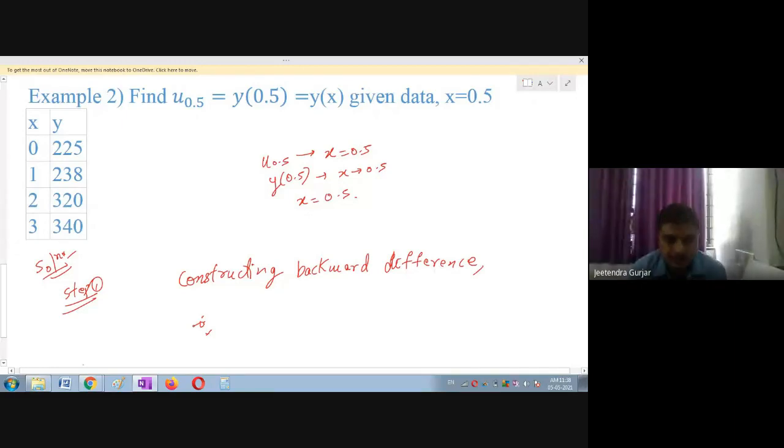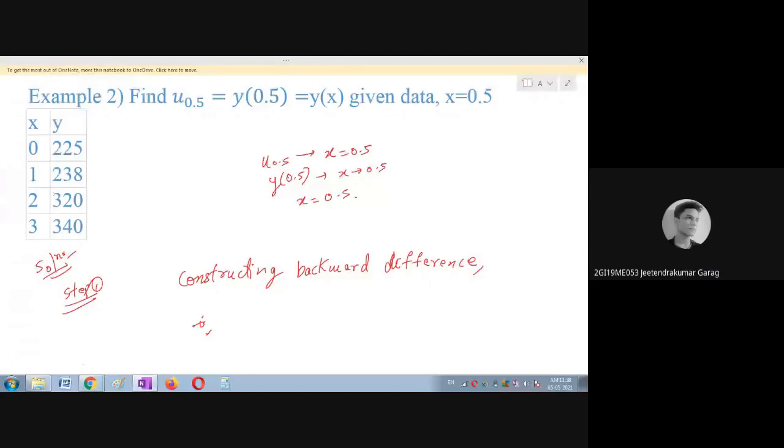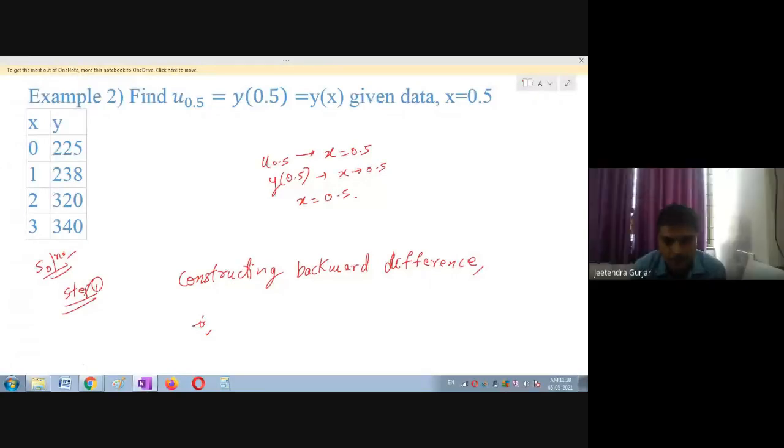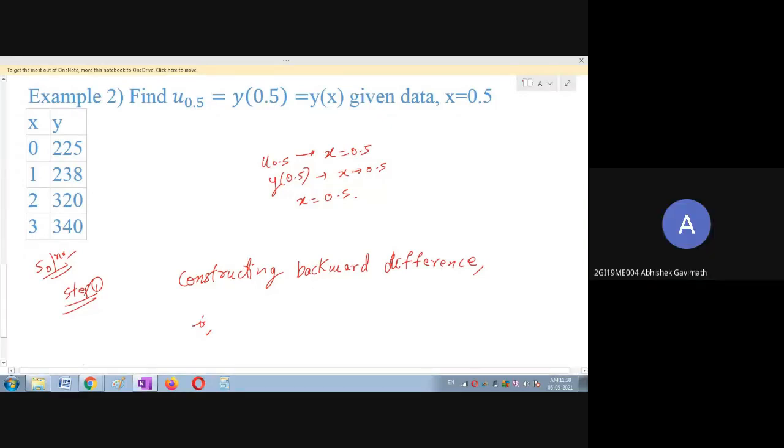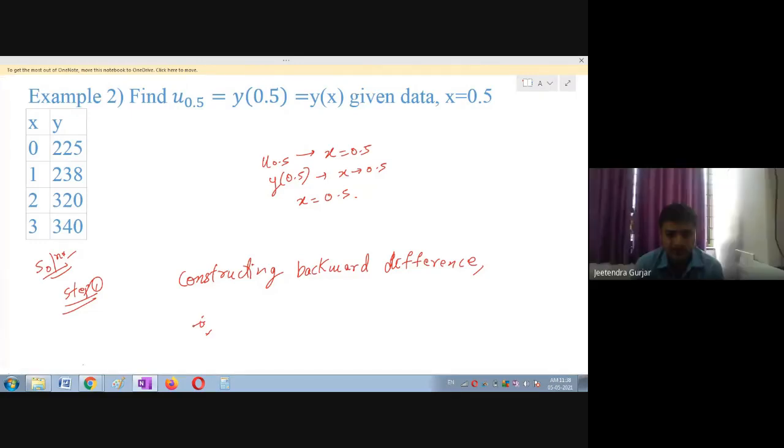Any idea how you have understood why it is backward difference? X is 0.5. Is 0.5 above or below? Below. Huh? X 0.5 is below. I doubt. How have you calculated?